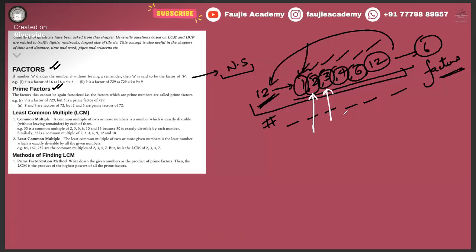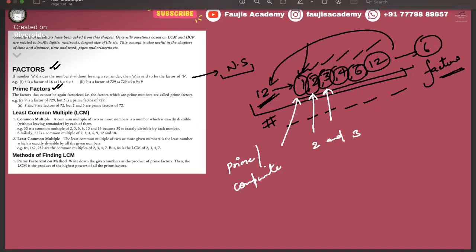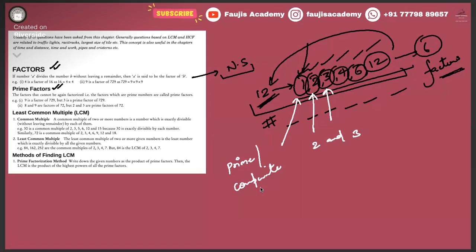This is a prime, isn't it? Yes, sir. So 2 and 3 are prime factors. How about 1? Is it a prime factor, composite factor, or what? How about 1? This is an important observation, guys. Neither prime nor composite.